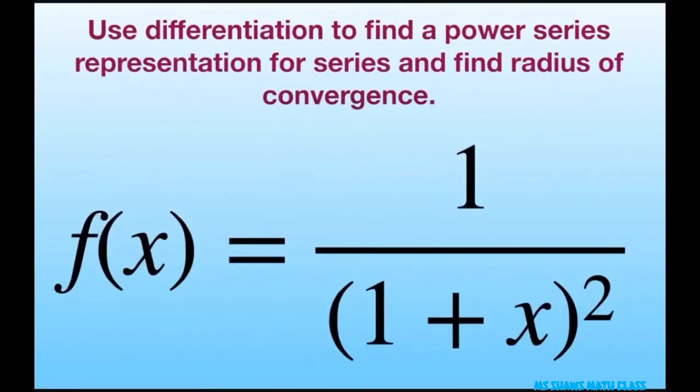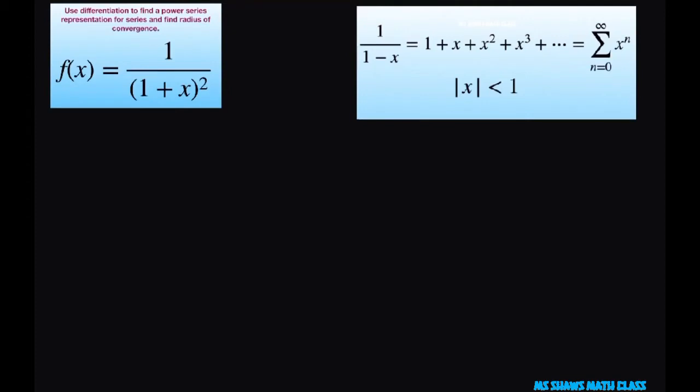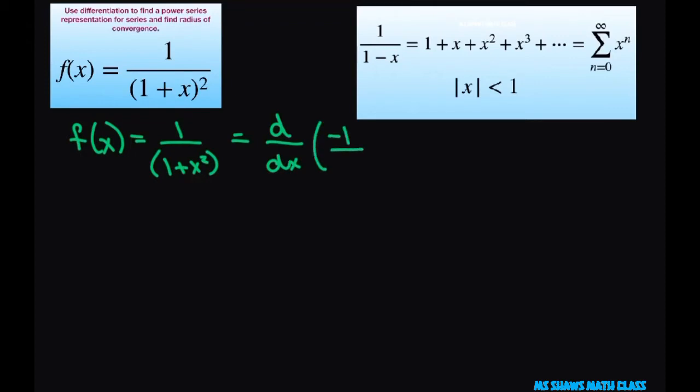Everyone, we're going to use differentiation to find a power series representation for the given function f of x and find the radius of convergence. So, let's note before we get started that f of x equals 1 divided by 1 plus x squared. And we can note that that is also the derivative with respect to x of negative 1 divided by 1 plus x. That means if I differentiate this, I'm going to get to that.